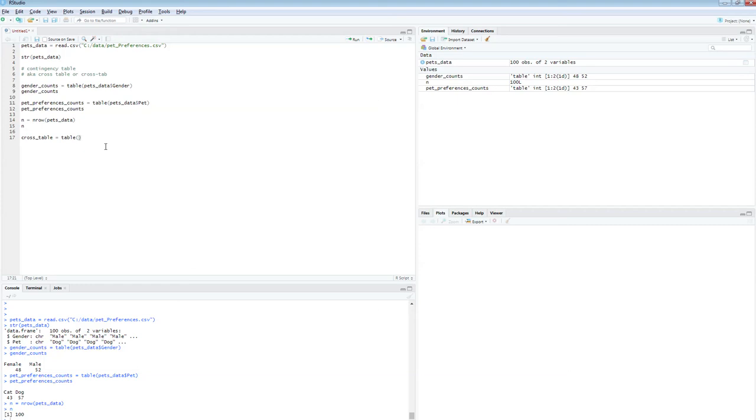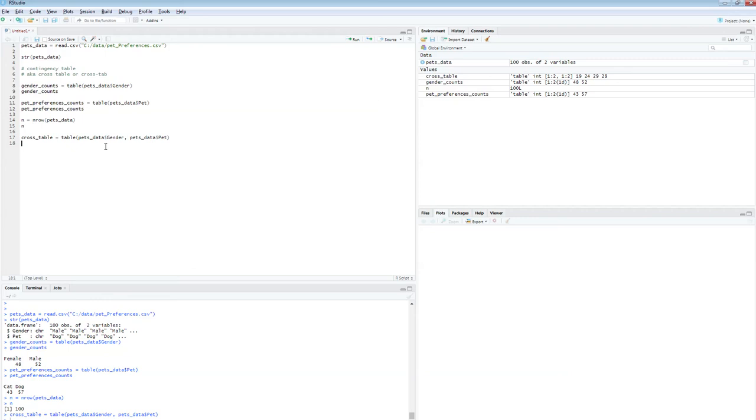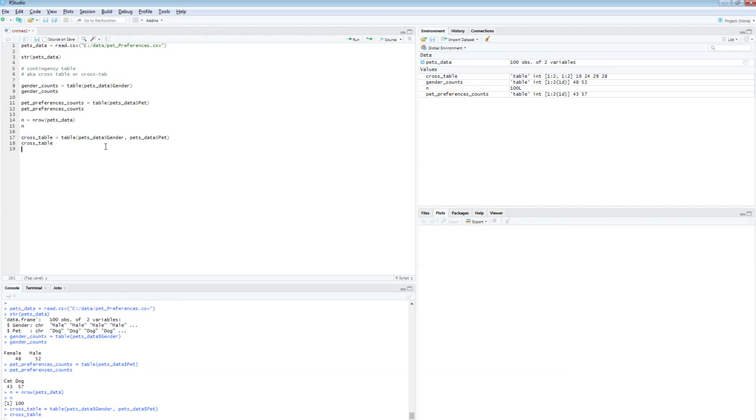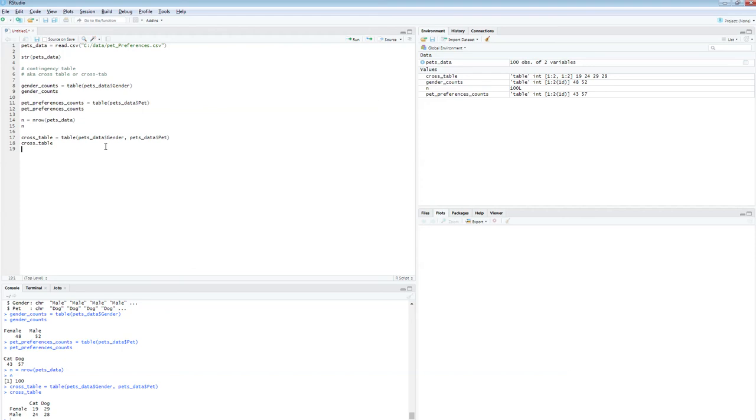But now I'm going to ask R to create a tabular summary of two variables simultaneously. So for example, variable number 1 is going to be pets data dollar sign gender, comma, variable number 2 is going to be pets data dollar sign pet. Okay, alright, so I just created a cross table, and now I have to show that. Bam. Alright, essentially it gives me the same information and a little bit extra.